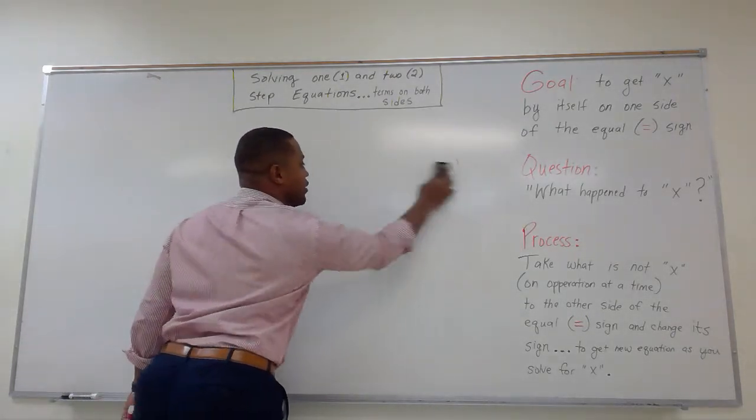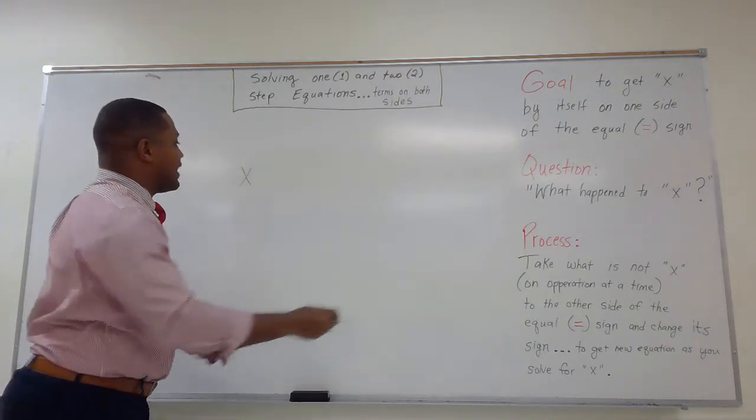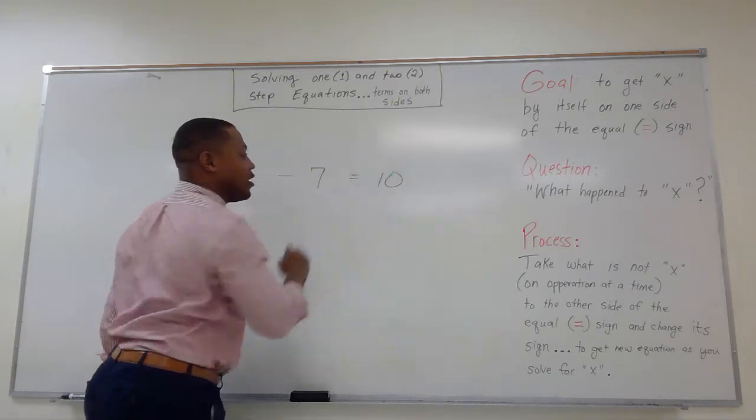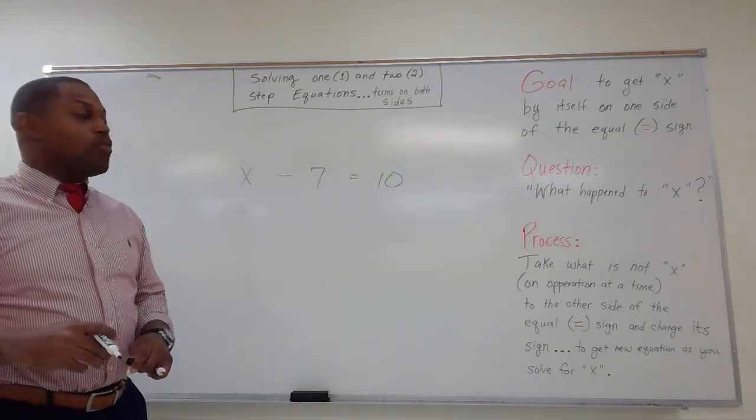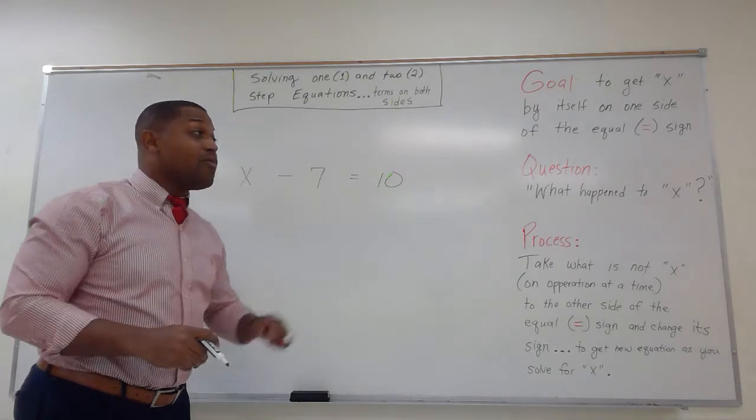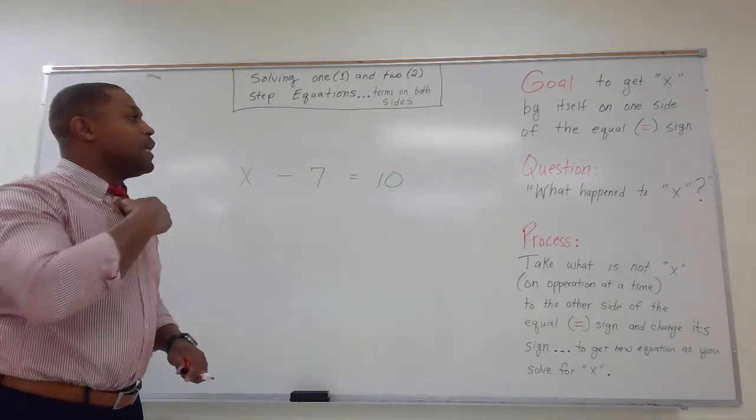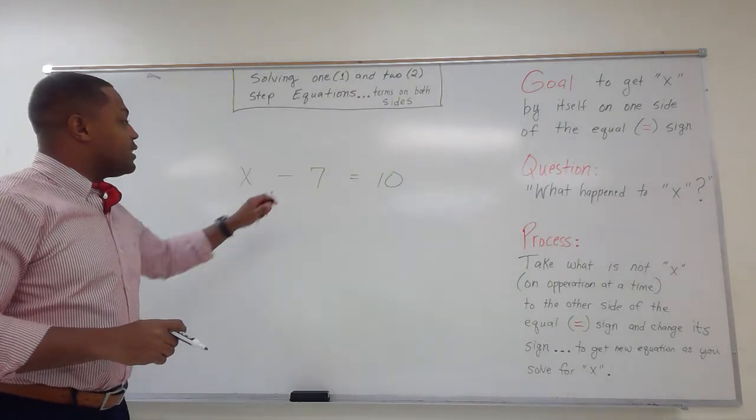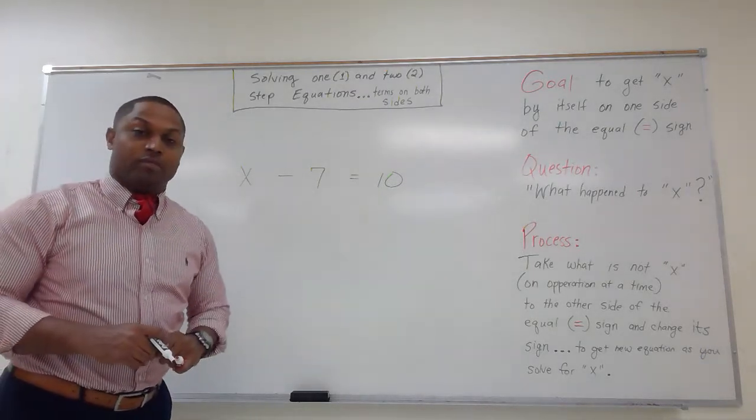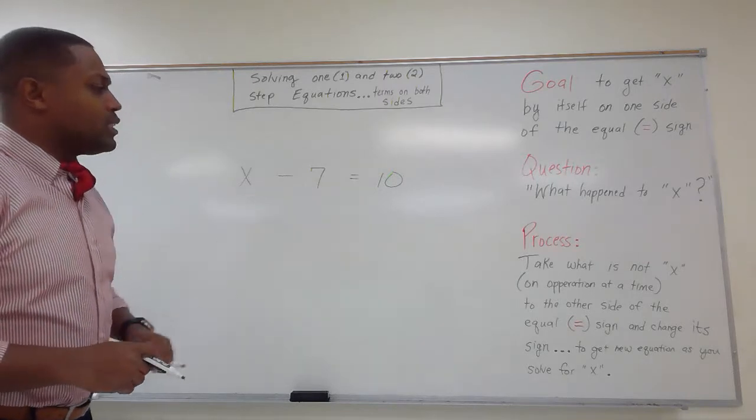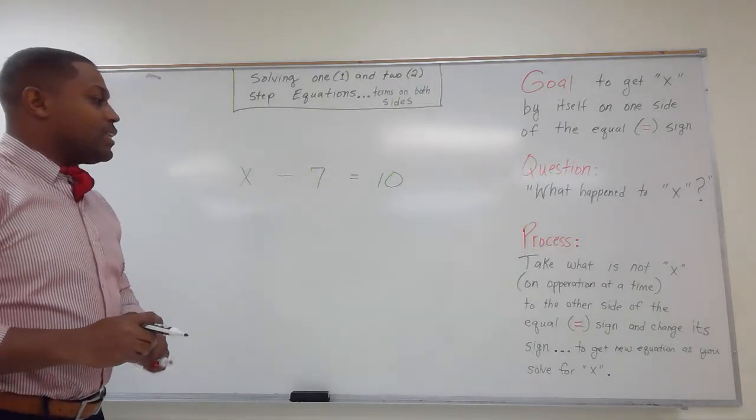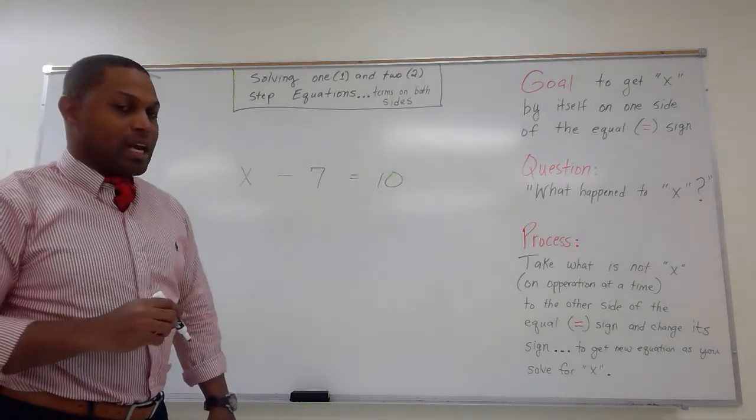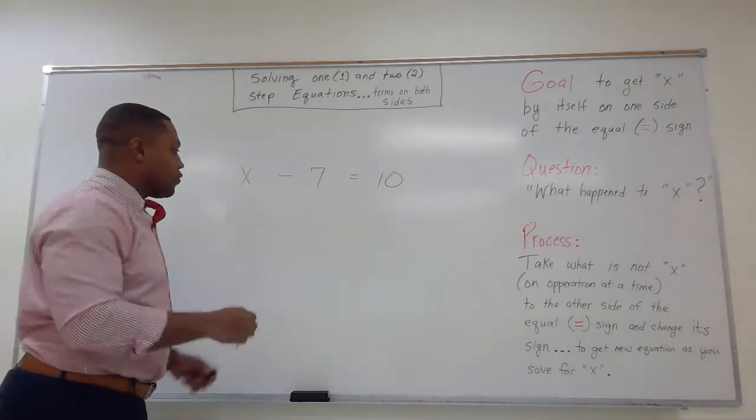What if instead of x plus 7, I had x minus 7 equals 10? Well, I'm going to have my same goal. That's not going to change. I need to get x by itself on one side of the equal sign. So I'm going to ask, well, what happened to x? In this case, whatever x is, 7 was subtracted from it, okay? And then my process is to take what is not x, one operation at a time, to the other side of the equal sign and change its sign to get my new equation as I solve for x.